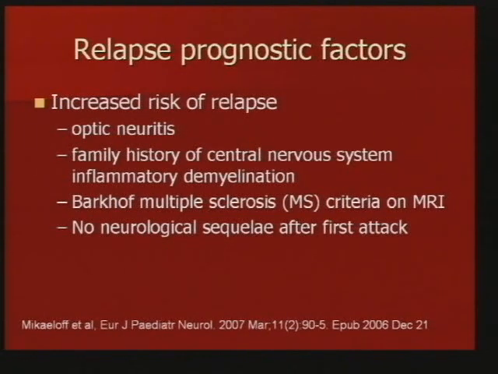And then if you have Barkhof MS criteria on your MRI, so a lesion that might involve the corpus callosum, different anatomy than what we usually see in ADEM. And then the good prognostic sign, decreased risk of relapse, is if you have no residual findings after your first episode. If you're completely well after your first episode, there is actually a decreased risk of relapse.